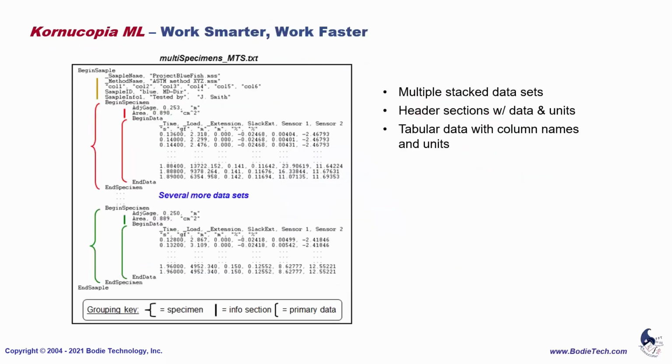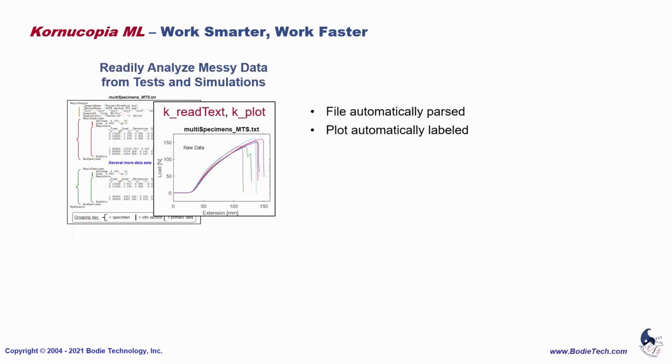Kornucopia ML allows you to work smarter and faster. Here's a typical data file that comes from the MTS data acquisition system. There are multiple stacked data sets. The header sections have data and units in them, and the tabular portion of the data comes with column names and units as well. This is readily analyzed with Kornucopia using just a few functions.